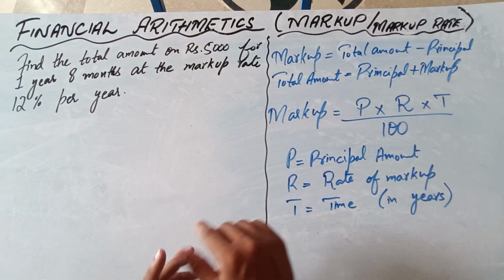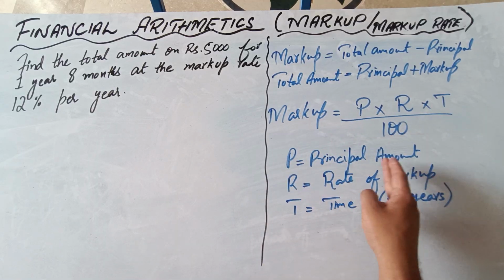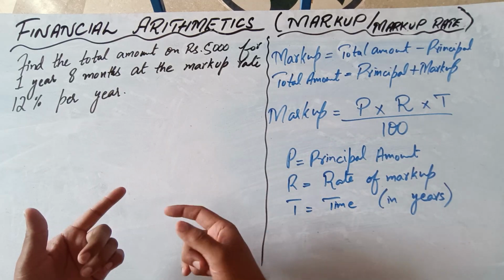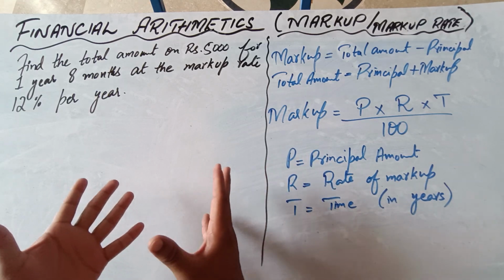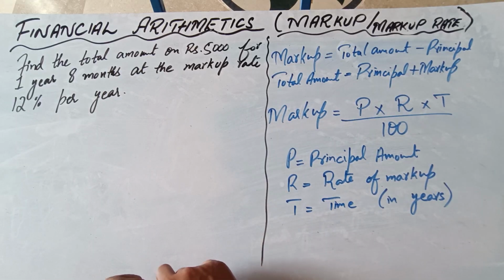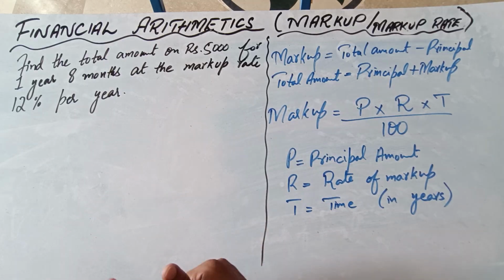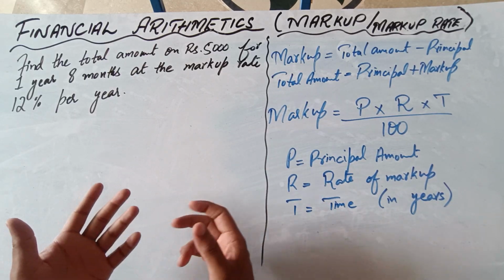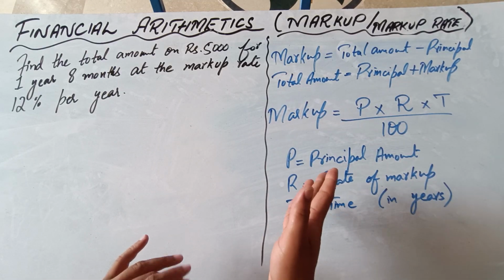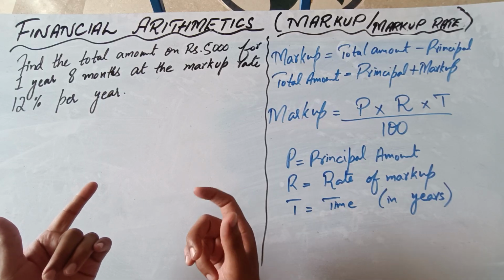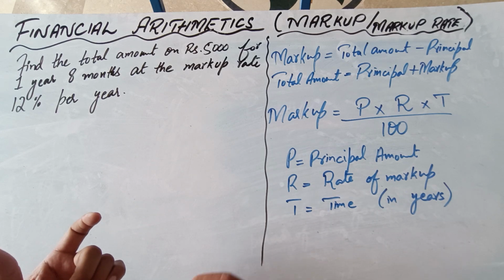Now this is the formula for markup: principal multiplied by rate multiplied by time upon 100. Over here P stands for principal amount, whatever we are investing. Rate of markup is the rate which the company will set with you, at which we are giving you back. And time is the time duration, for example 1 year, 1.5 year, 2 year, 5 year, whatever plan you are making for the investment. By using this formula we can find out our markup amount, how much we will get after a certain period of time by investing a certain amount of money.